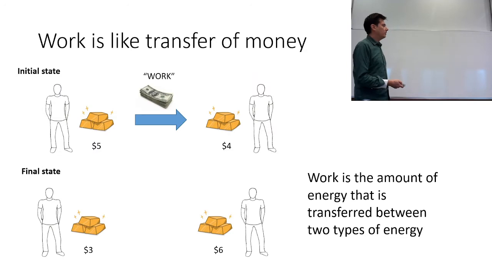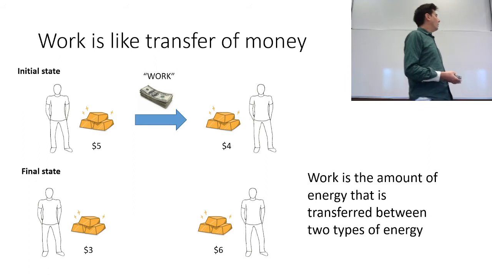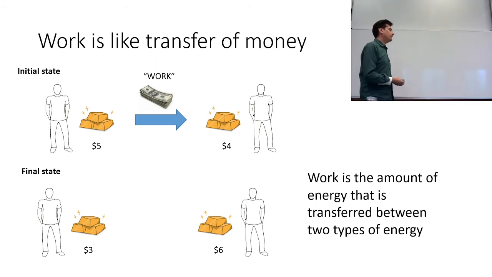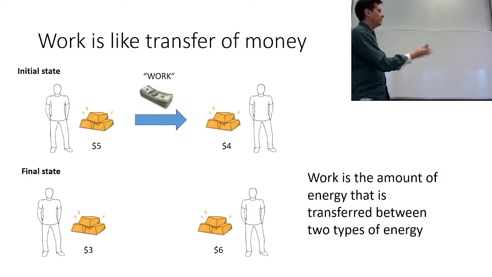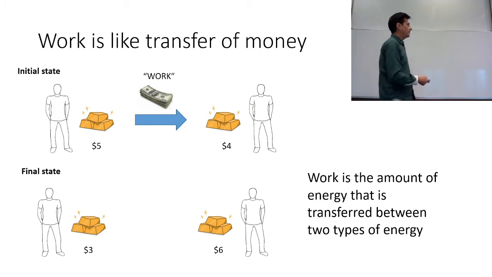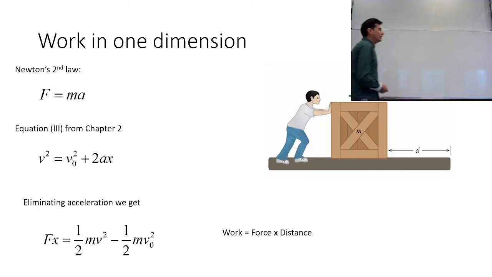Okay, so basically the concept is that this work is like some kind of transfer of energy, and so we can think of the work as being the amount that's transferred as opposed to the money that's just sitting there in an account. Likewise, some object has some amount of energy, and then there's some transfer of energy. And that's basically what we're talking about with work. Basically, the main formula that you need to know here is that work is force times distance.